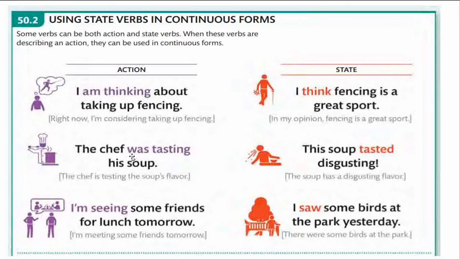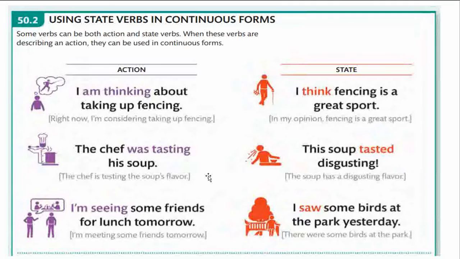The next construction that we have is, the chef was tasting his soup. Over here, tasting is an action. It means testing. The chef was testing the flavor of the soup. So it can qualify as an action word over here, tasting. Whereas, this soup tasted disgusting. Tasted disgusting, that means the kind of feeling that it gave was a disgusting feeling. So over here, tasted is a state verb. The soup has a disgusting flavor.